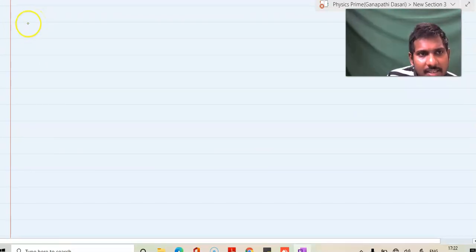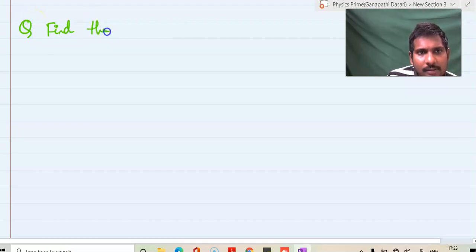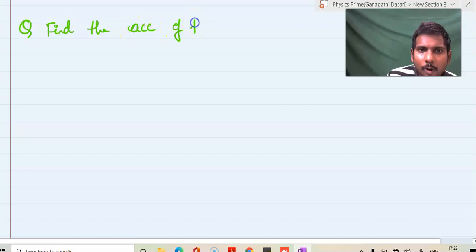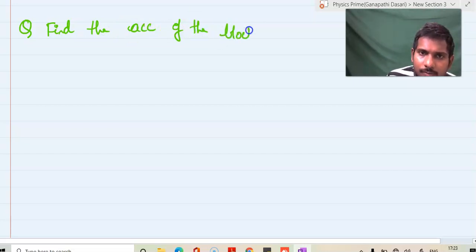The question here is, find the acceleration of the block in the figure given below.